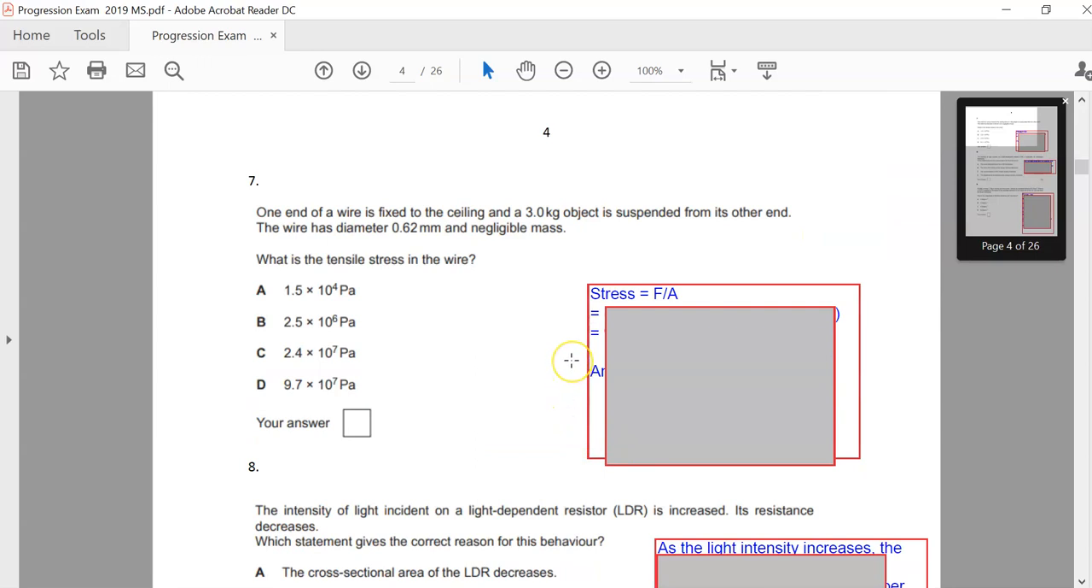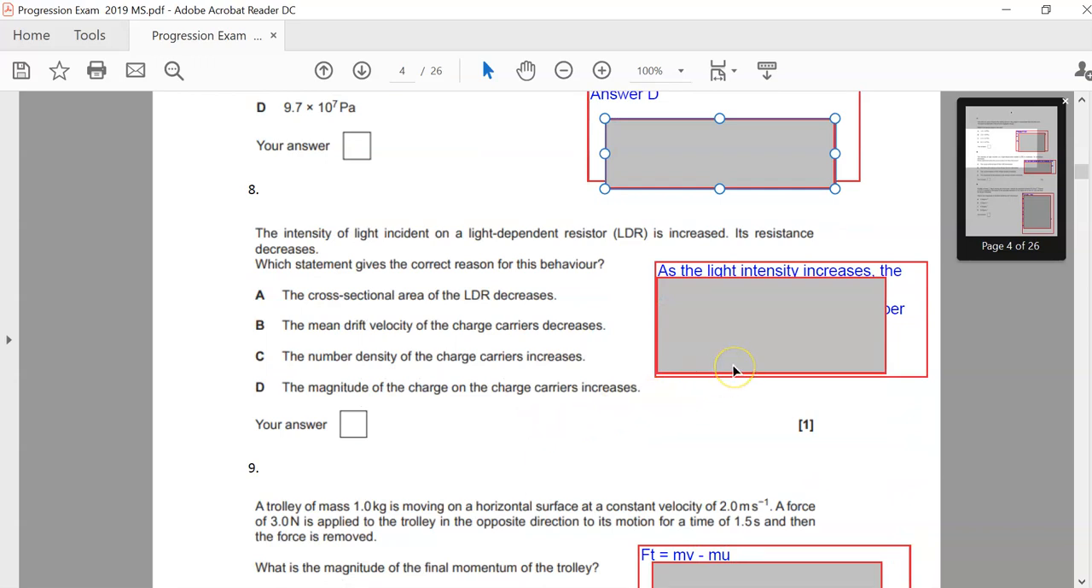Basically, this is knowing how to calculate stress. It's force divided by cross-sectional area. So we have been given a 3 kilogram mass hanging, so we need to calculate its weight because the weight is acting on the wire. Then we need to divide that by the cross-sectional area, and I've done that as pi d squared over 4. I've just got the value in there already. That gives us 9.7 times 10 to the 7 Pascal, which is answer D.